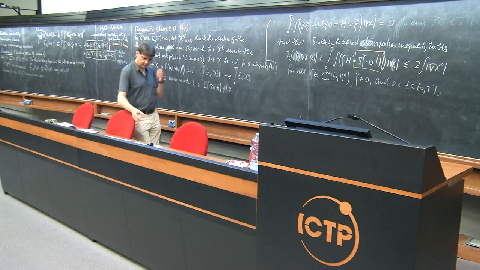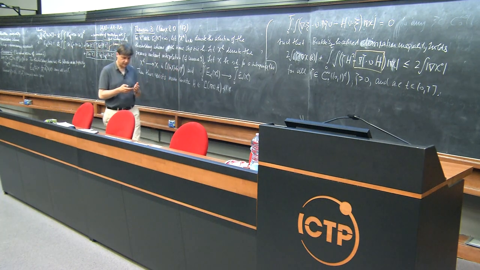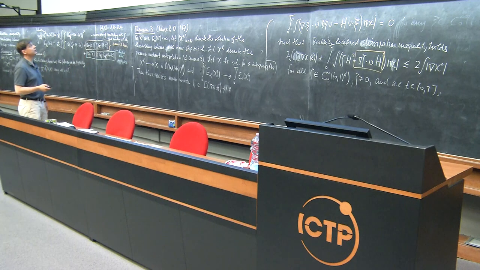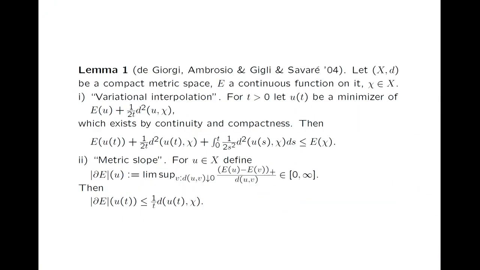So let me put this up again, variation interpolation. And the way we're going to use De Giorgi is, so perhaps now I can erase this.